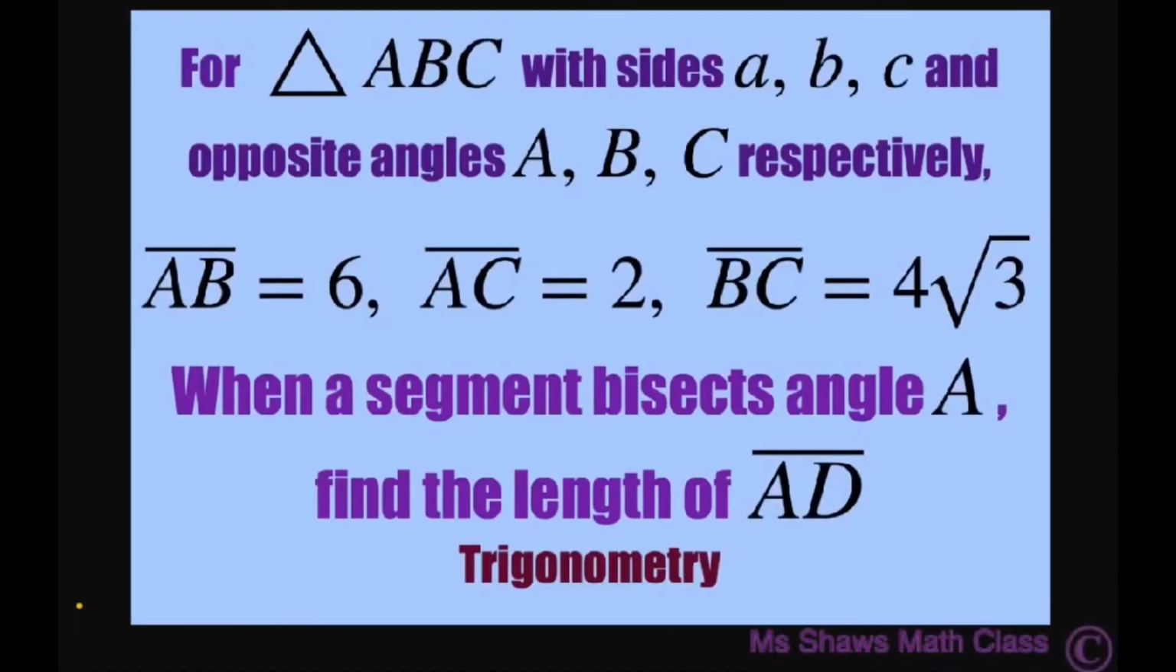Everyone, for triangle ABC with sides lowercase a, b, c opposite angles A, B, C respectively, we have line segment AB equals 6, line segment AC equals 2, line segment BC equals 4 square root of 3, and then we have a segment AD that bisects angle A. We're going to find the length of line segment AD.